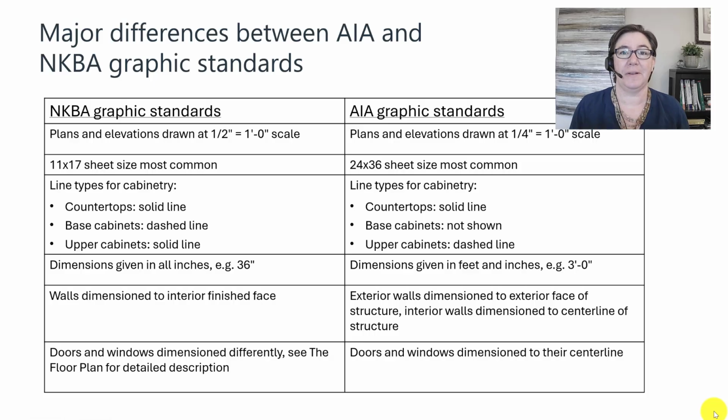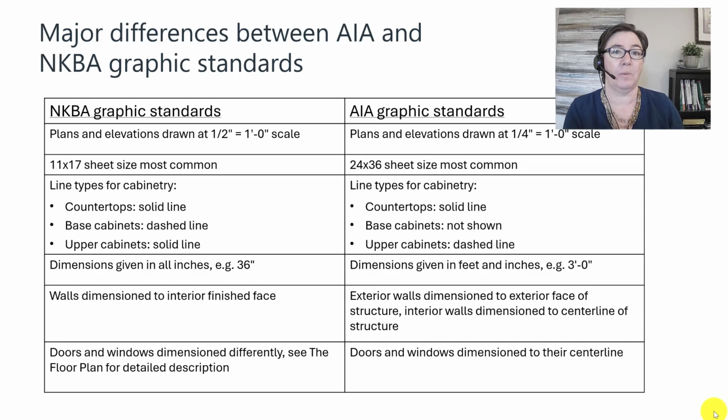There are some major differences between those AIA and NKBA graphic standards, and I've got them laid out for you here. Let's look first at the scale of your drawings. AIA draws plans and elevations at 1/4 inch scale. NKBA is typically doing smaller, more detailed projects, and so those plans and elevations are drawn at a larger scale, 1/2 inch equals a foot. Right. Because those projects are smaller, they typically can use a smaller sheet size, even though they are drawn bigger, all right, with a larger scale.